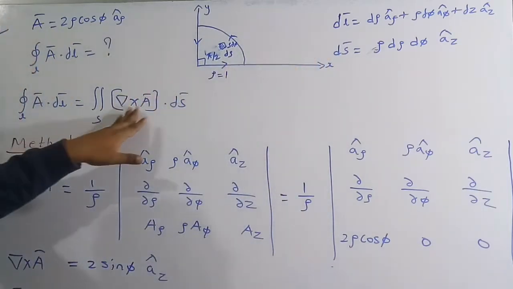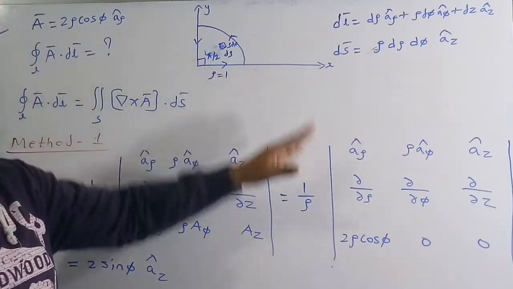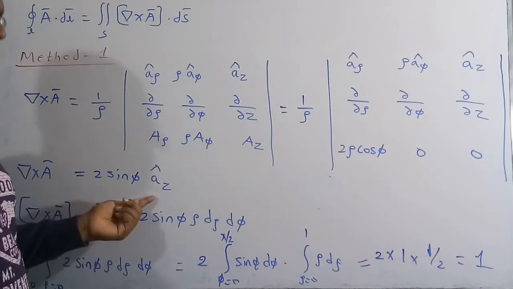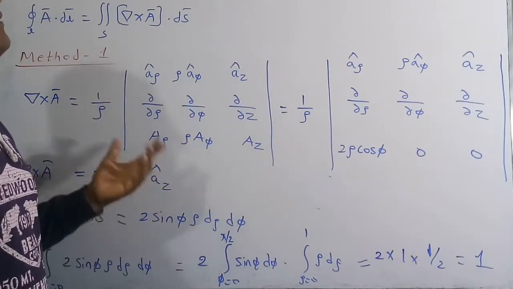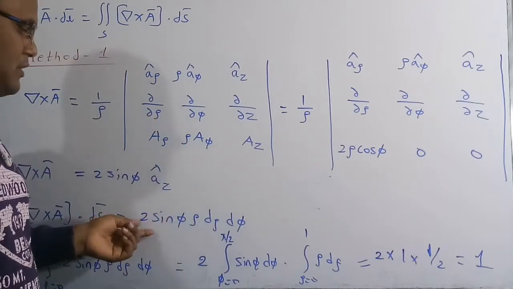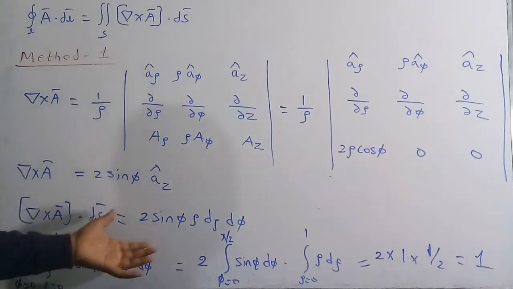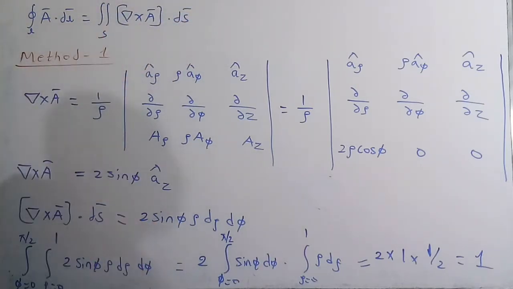So we know the value of del cross A bar and we also know the value of ds bar. Now just do the dot product of those two vectors. This is z cap and that is also z cap, so we simply multiply those terms. If you multiply, we get 2 sin phi rho d rho into d phi. So this is the whole expression we have got. Now we have to do the surface integral.